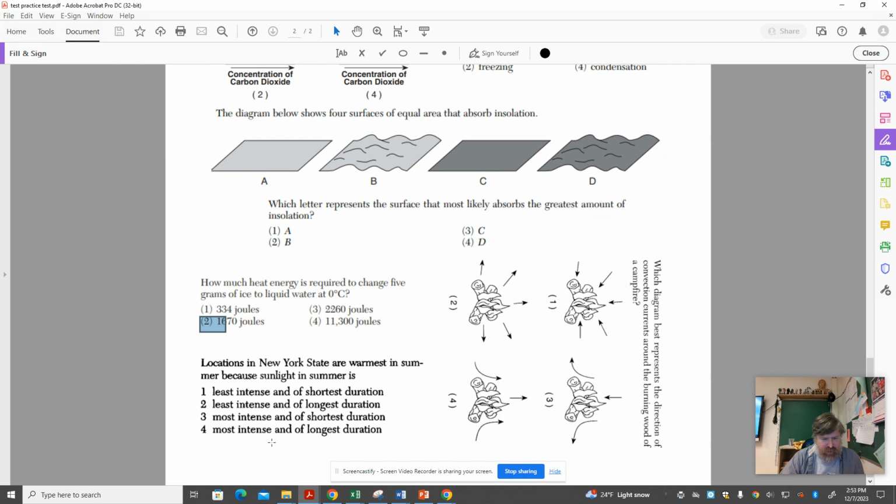And why are locations in New York warmest in summer? Because summer is when the sun gets at its highest angle. So both of those look good to me. And then what is the other thing? Short duration or long duration? Duration is how long something takes. So how long is the sun out? You know this from your life. In summertime, the sun's out for a long, long time. It comes up early, it stays up late. So that is going to be choice 4. Most intense and longest duration.